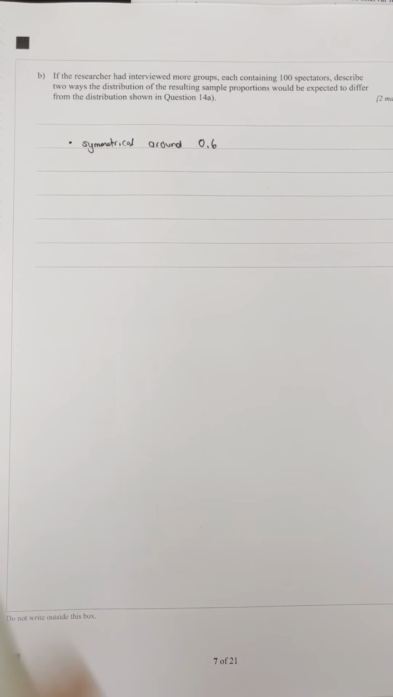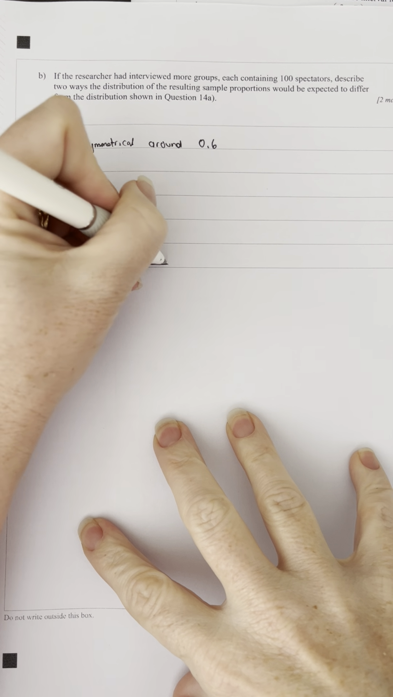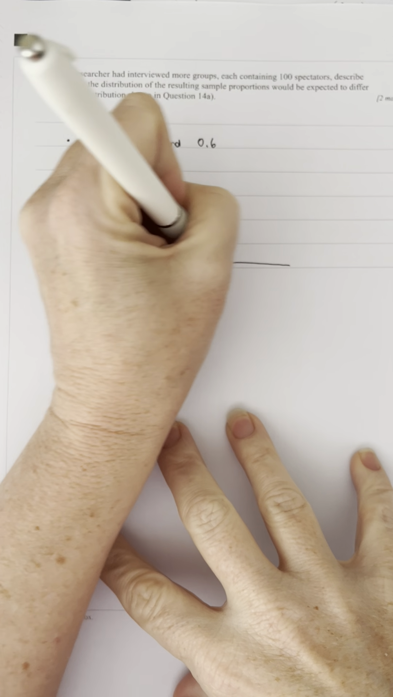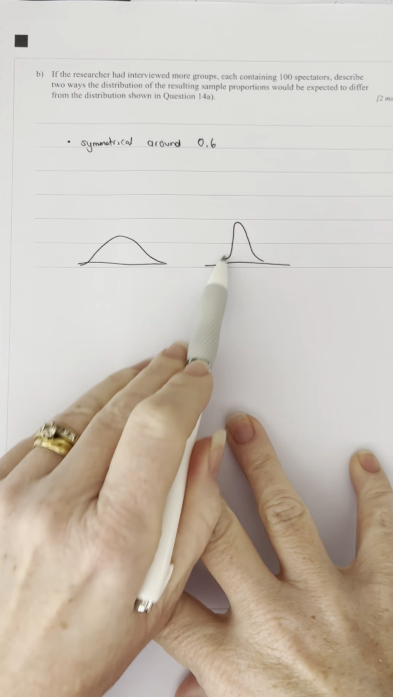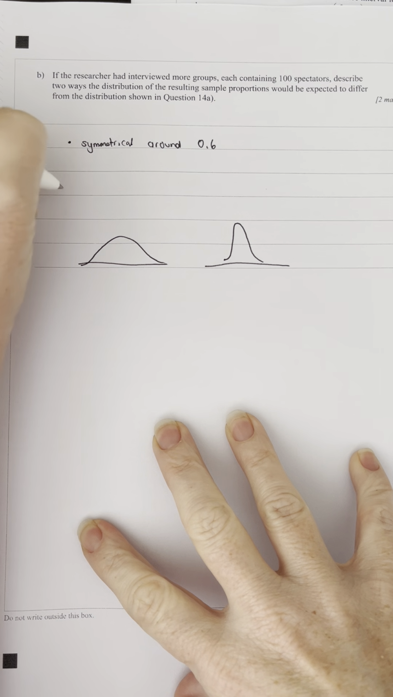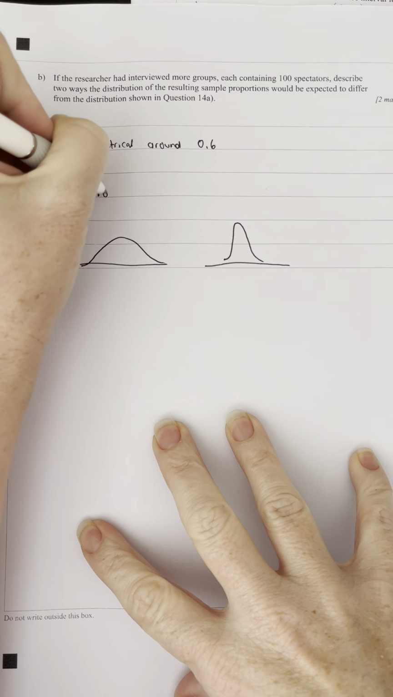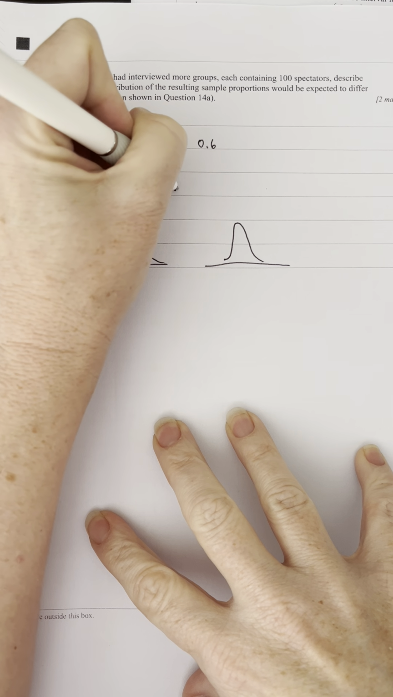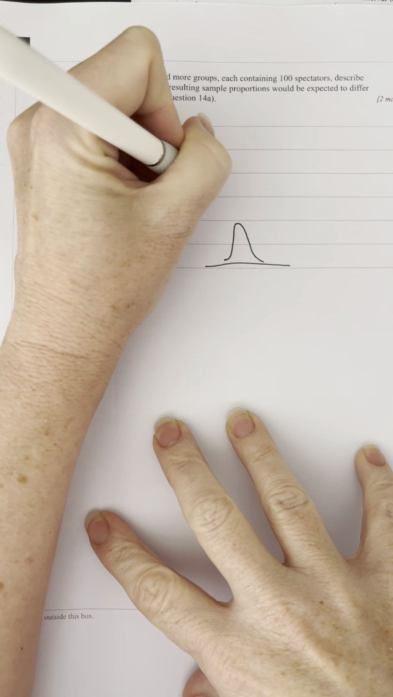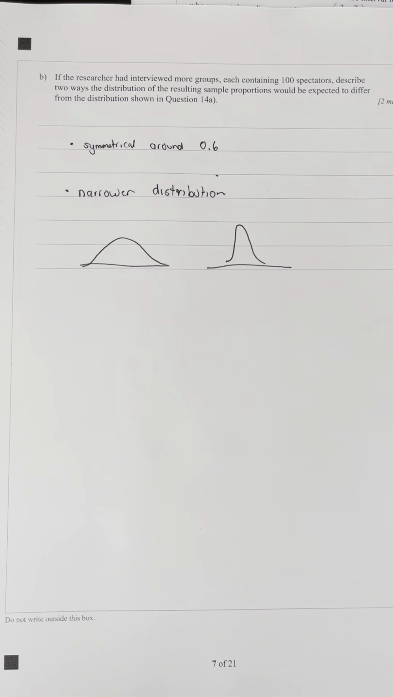And so when we look at a graph that has a large standard deviation compared to a small standard deviation, we can see that it has a taller peak or a narrower. So we might talk about it being a narrower distribution. And they're the 2 things that they are looking for in that answer. A, that it's going to be more around the 0.6, and B, that it's going to be narrower because you're looking at more people in the sample, more samples, it's going to become closer.